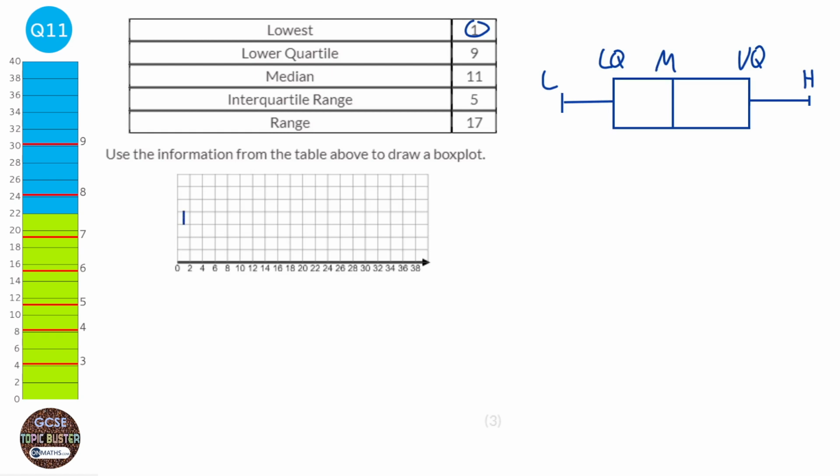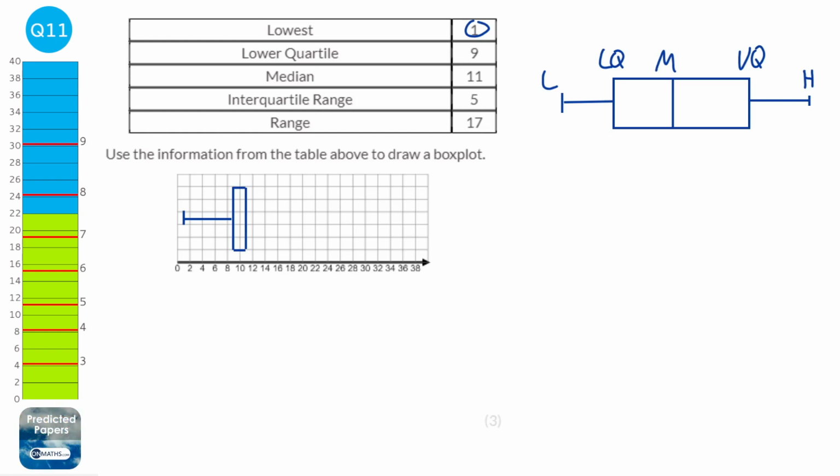There we go. And our lower quartile is 9, which is kind of where the box starts. So we're just going to start a box there. We're just going to connect these up. There we go. And our median is 11, so we're just going to show that. Quite a thin box plot so far.